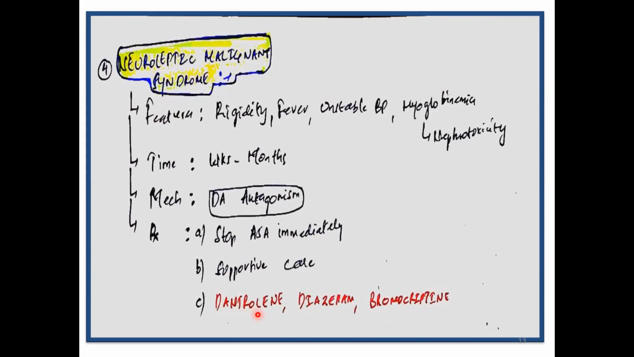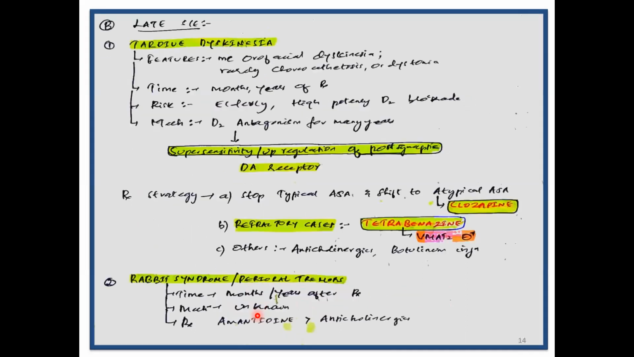Though dantrolene is the drug of choice in malignant hyperthermia, it has some role even in neuroleptic malignant syndrome, though the ryanodine receptor is not the mechanism for neuroleptic malignant syndrome. But still, it has been seen that dantrolene has some role in the treatment of neuroleptic malignant syndrome.